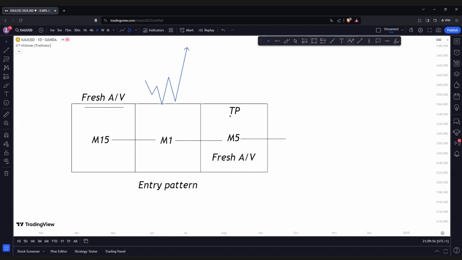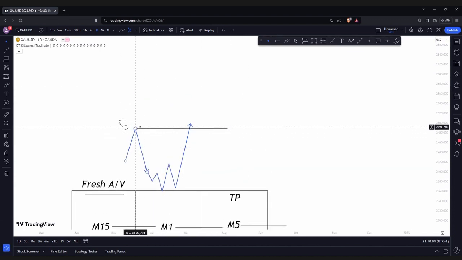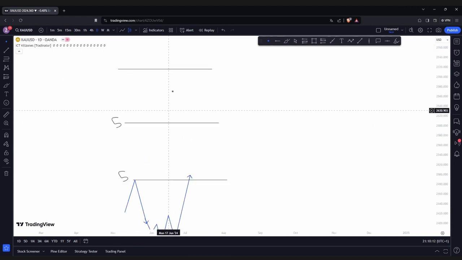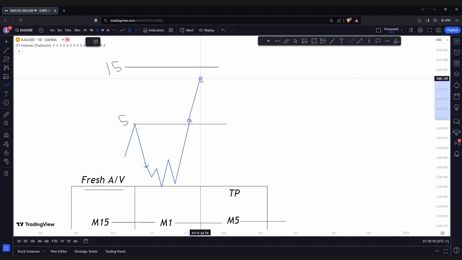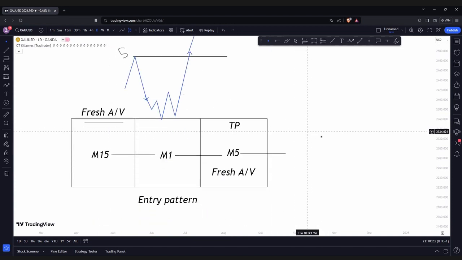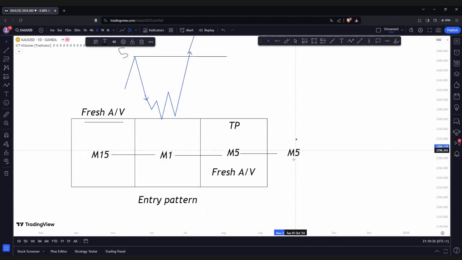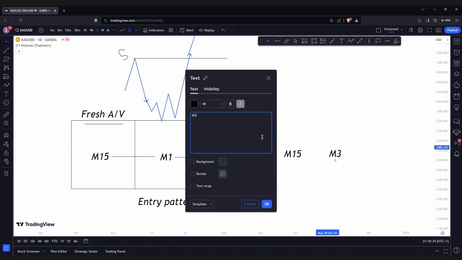So let's say here it broke. Okay, let's say your TP was somewhere around here. This is your M5, and then price broke it. Once price breaks the M5, you're going to hold the trade to an M15 level. So if that M15 level rejects, then you're going to TP. If it breaks, you're going to hold to M30, so on and so forth. So in this case, M5 broke, so you're going to hold it to M15, and then if M15 breaks, you're going to hold it to M30, so on and so forth.